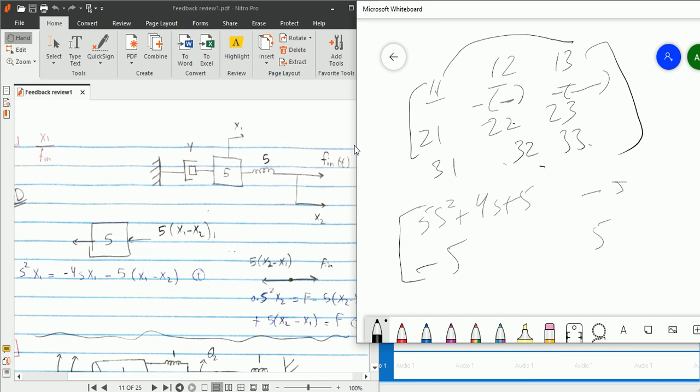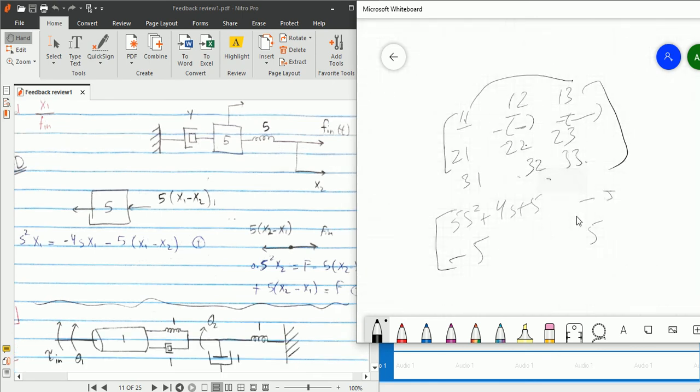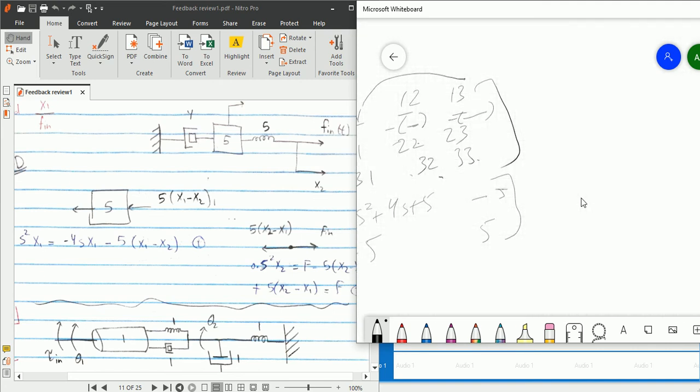So you have 5 here. It is equal to x1, x2. Okay, and now where is the force? It's on the 2, it's not on the 1. So for x1 it is 0, and here you will write f in. Okay, that is the transform.